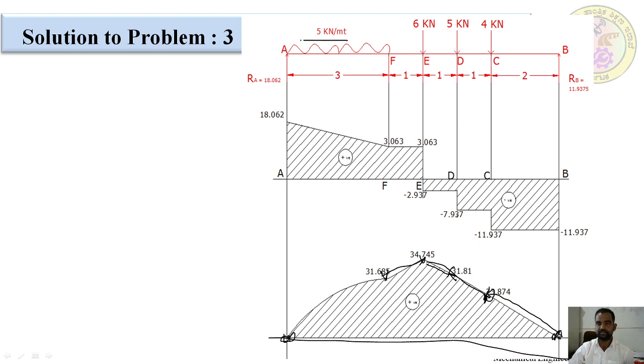After that, this is the very important part. This is UDL. For that reason, I am going to draw the UDL as a parabolic curve. This is the parabolic curve. Just complete the bending moment diagram. This bending moment diagram is positive sign. For that reason, we have to draw all the values above the baseline.